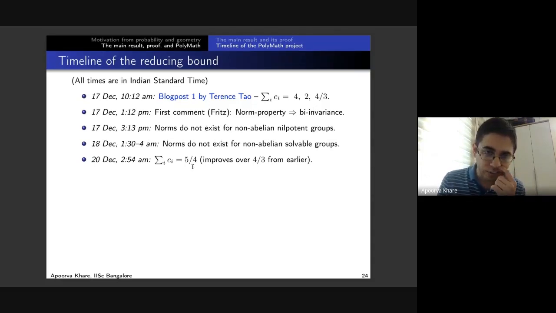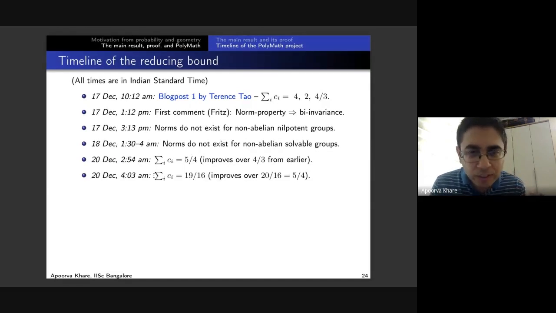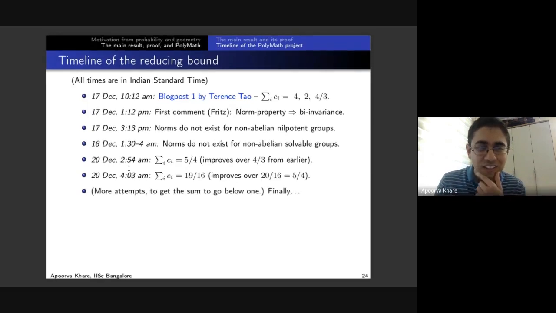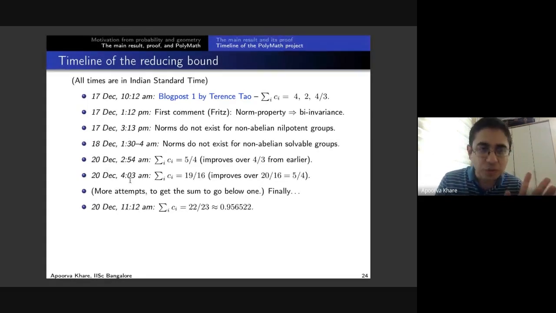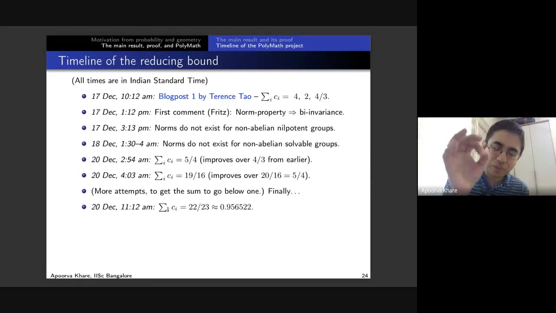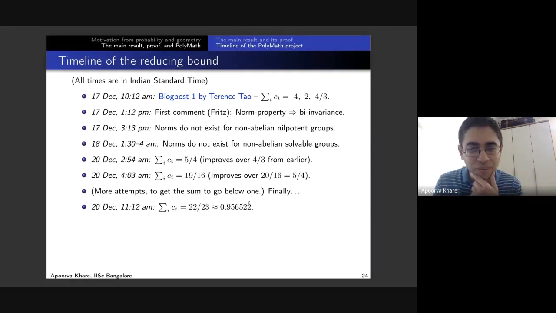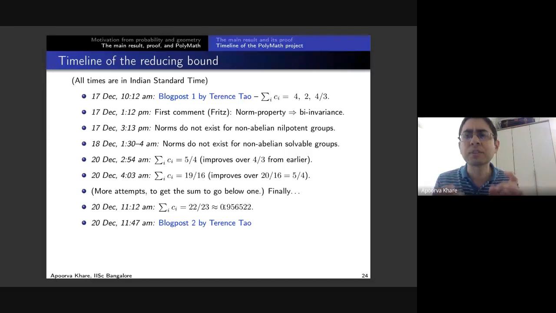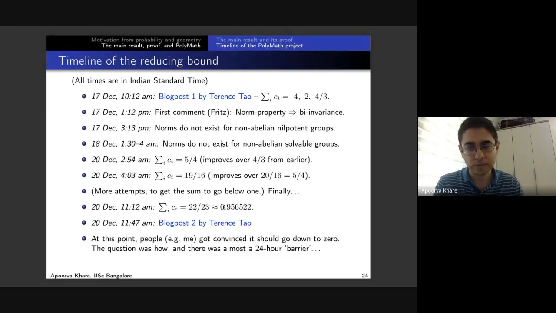So from 4 over 3 to 5 over 4. In the next 69 minutes, it went from 5 over 4 to 19 over 16. So this was a matter of minutes, you see, not even hours. More attempts to get the sum to go below 1. It took a few hours, but it kept going down. Finally, the breakthrough to below 1 was achieved at 12 a.m. on 20th of December. And this is when Tao said, okay, we have reached below 1. That seems to be a milestone significant enough that I will now collect all the known arguments and put them up in a clean form, all the techniques that you can use. And he put up a second blog post.